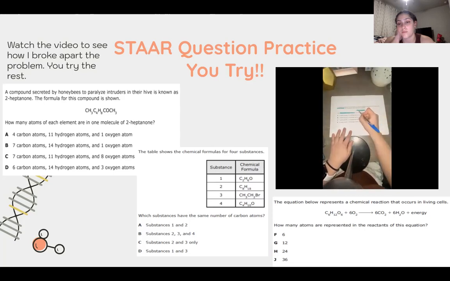So we have a subscript here. I'm going to go ahead and circle it. A subscript here, here, and here. Awesome.